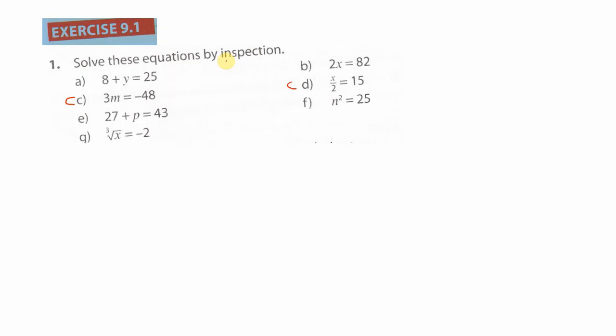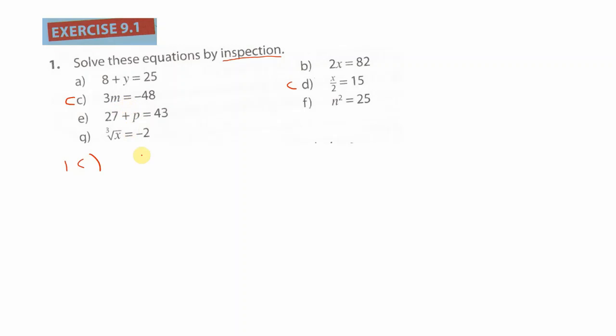In the previous video, we already referred to the concept of inspection. So that is where we by trial and error find the solution to an equation. So let's investigate by doing number C. So we know that 3m is equal to negative 48. Now our approach with inspection is to try a value that our gut feelings say might work.